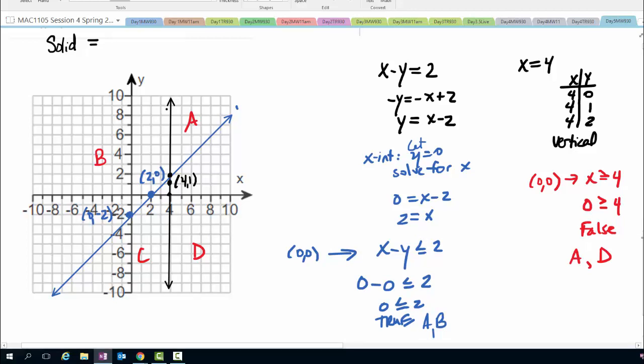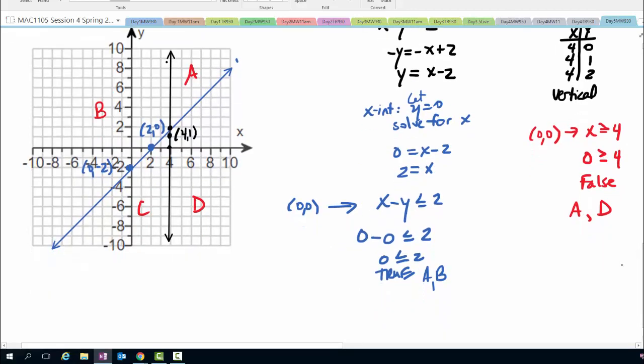All right, so now for the system to be solved, it has to be true for both, which would be A. So I would go ahead and shade the region up and above the blue line and to the right of the black line there. Okay? Is everybody good?